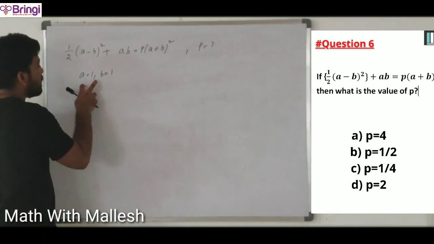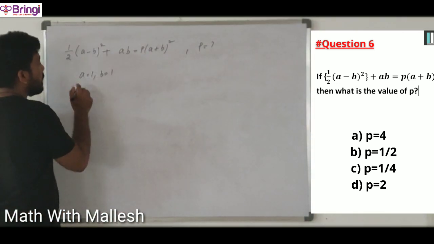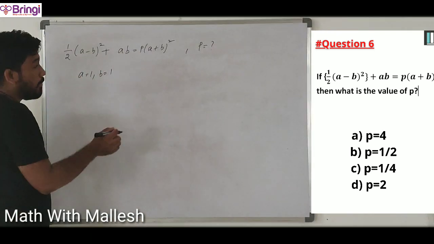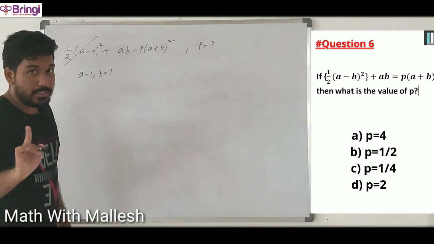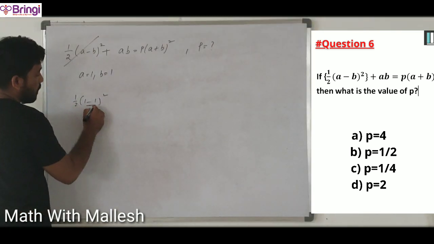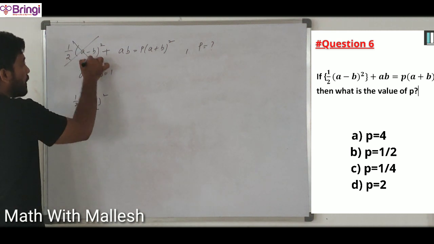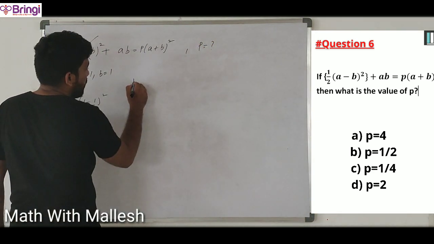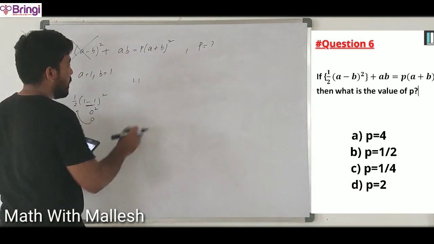So if I put a equals 1, b equals 1, 1 minus 1 is going to be 0, 0 square is 0, and 0 into anything is 0. So you can cancel out this. Half into 1 minus 1 whole square. What is 1 minus 1? 0. 0 square 0, 0 into 1 by 2 is 0, so you can cancel out this, completed. And 1 into 1 is 1, definitely.